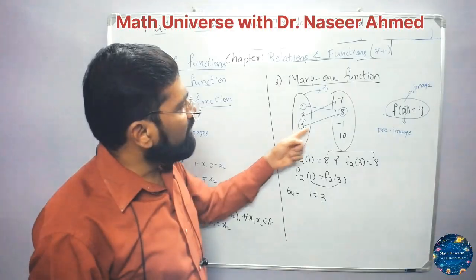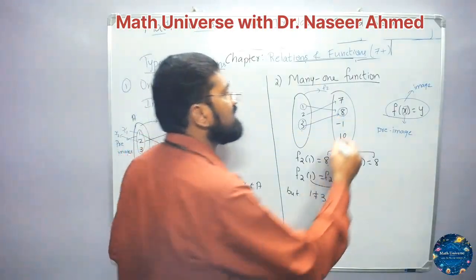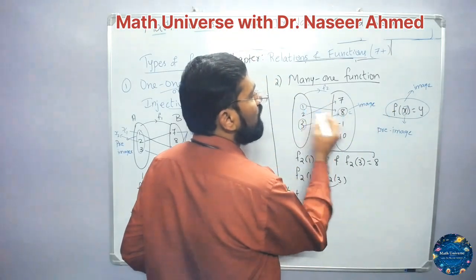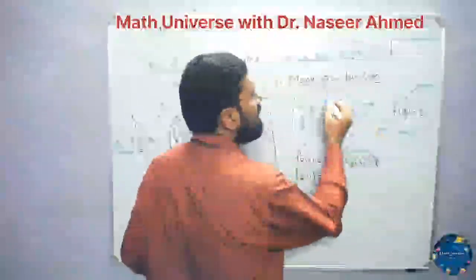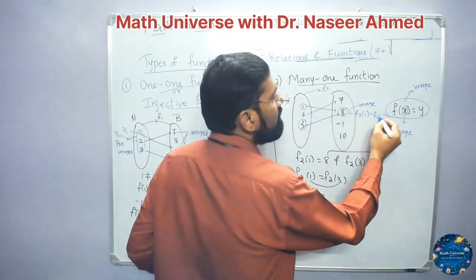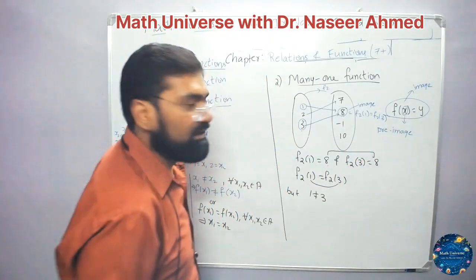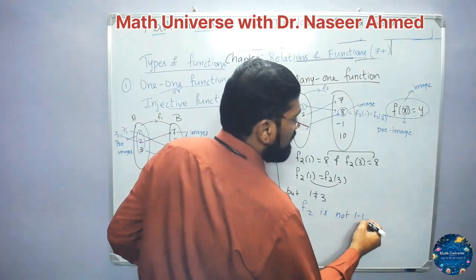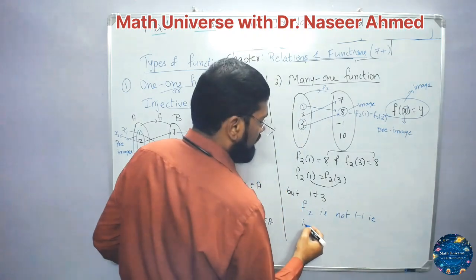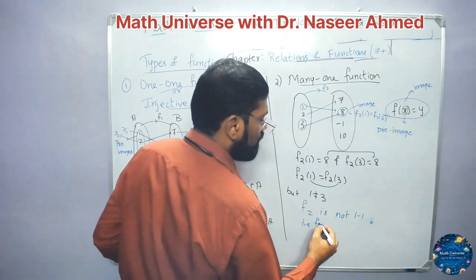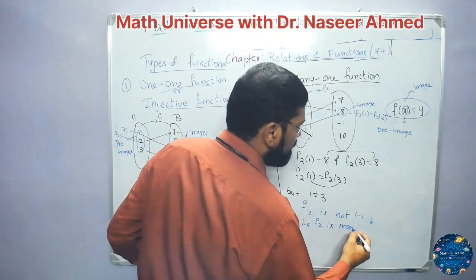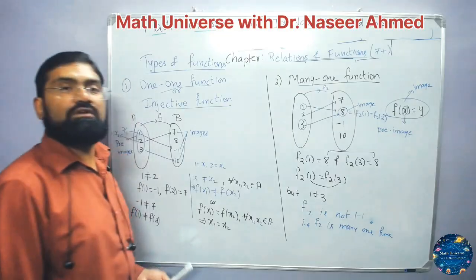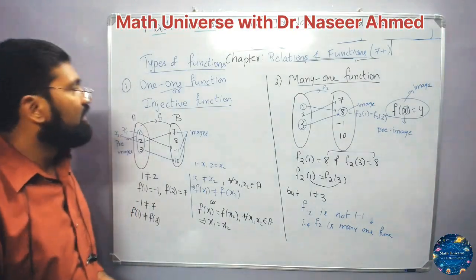F2 of 1 and 3 both are mapping to 8. Nothing but 8 is what? Image. And this is also what? F2 of 1 and F2 of 3. But the thing is, 1 is not equal to 3. Therefore, it is not 1-1. That is, F2 is many-1. Any function which is not 1-1 will come under many-1 function. Okay. I hope the things are clear.